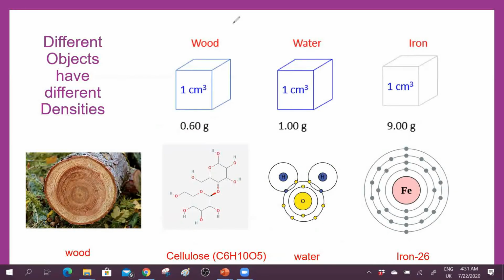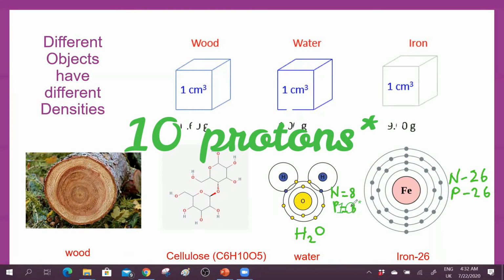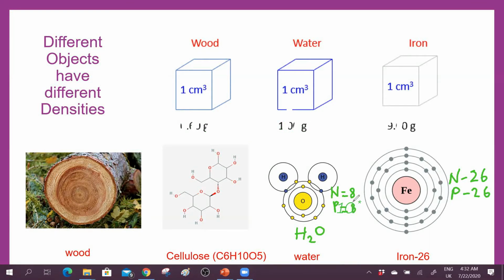Now I'll try to explain why the mass in each cube is different. In case of iron, in the nucleus, there are 26 neutrons and 26 protons. So it has a heavy nucleus. In case of water, in the whole water molecule, H2O, the number of neutrons is 8, and the number of protons is also 8. So this is a molecule, and that's a single atom. A single atom contains a large number of neutrons and protons, so that's why it's heavy.